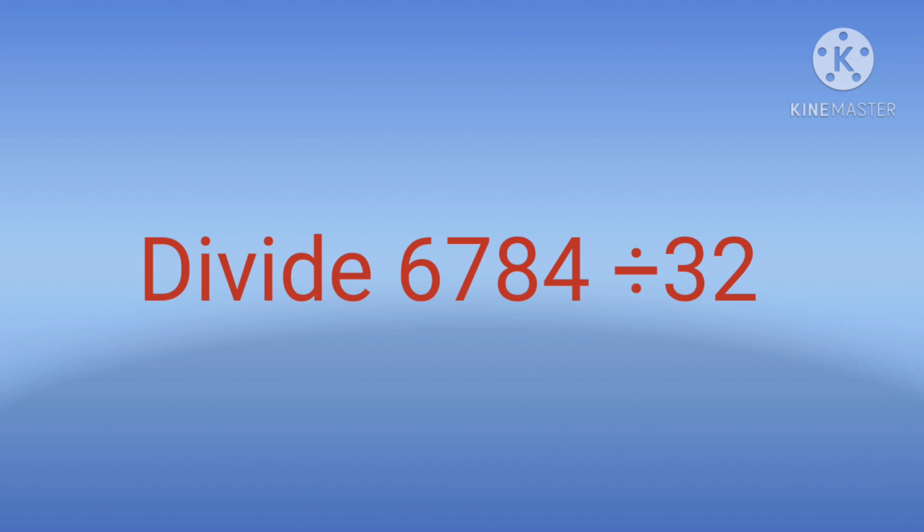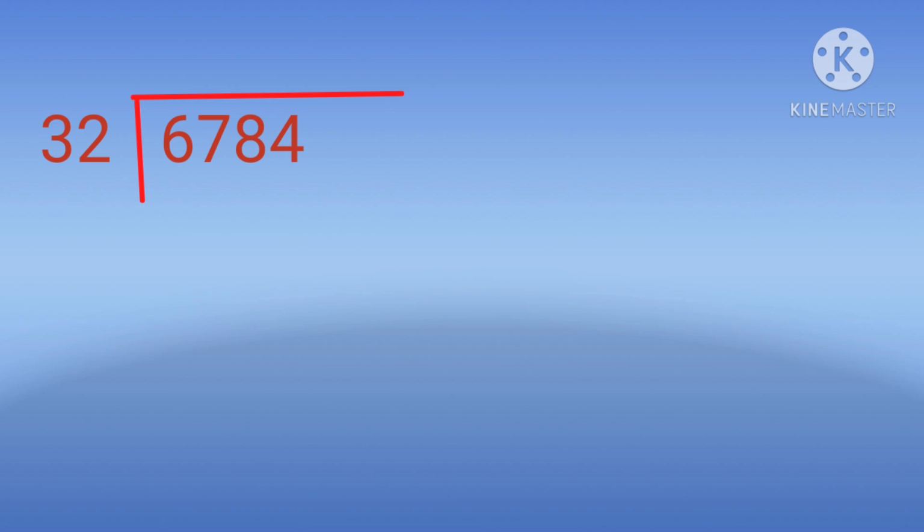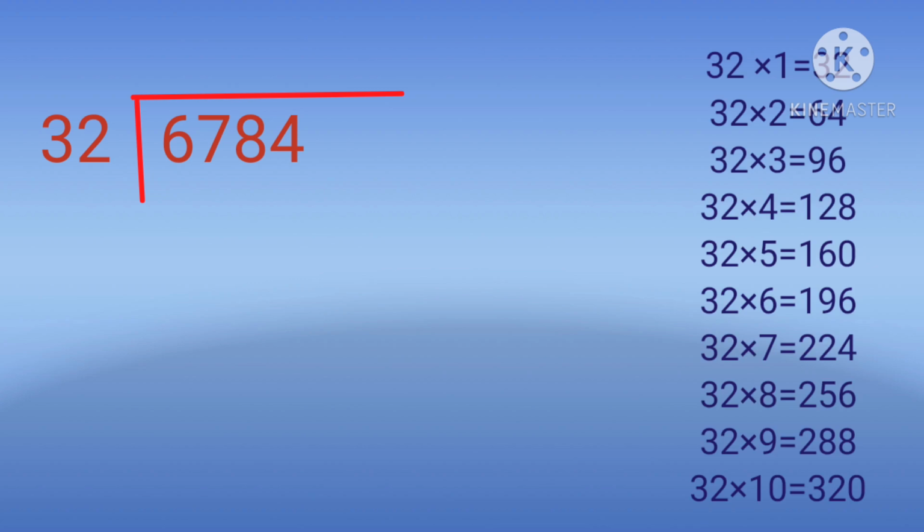Now let us see one more 4-digit number divided by a 2-digit number. Let us divide the number 6784 by 32. Now we have to consider the first 2 digits 67 because 32 is a 2-digit number. Now look at the table of 32. How many times 32 goes in 67? Yes, 2 times. So we have 32 into 2 is equal to 64.